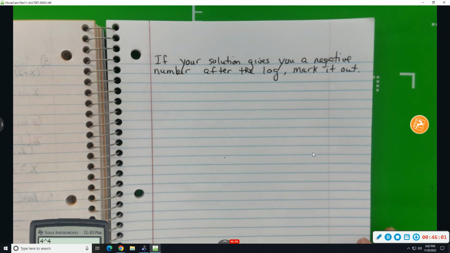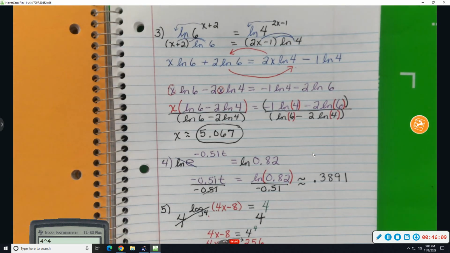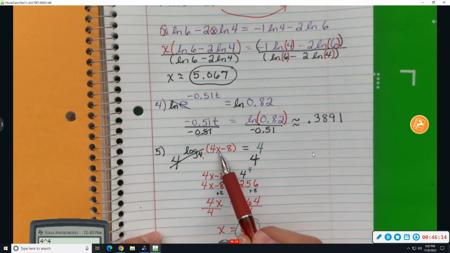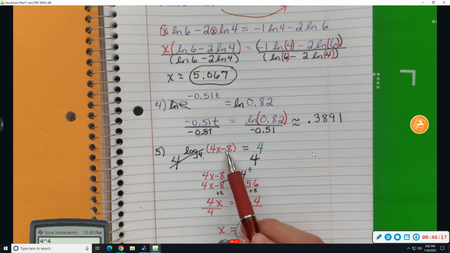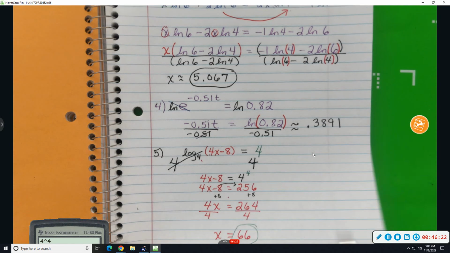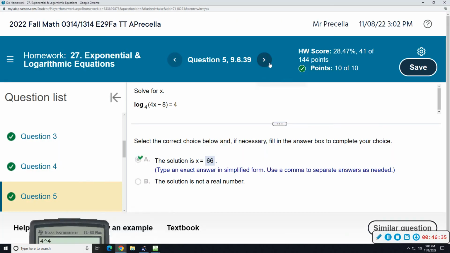Okay? And from here on, every time I do one of these, I'm thinking to myself, if I plug 66 in for x, 4 times 66 minus 8, is that going to give me a negative number? Well, no. So 66 is the answer. Usually, if you get a negative number, you better be real careful and check and see, because you might have to mark it out. And hopefully that'll happen on the next one. Okay, so that's problem 4.